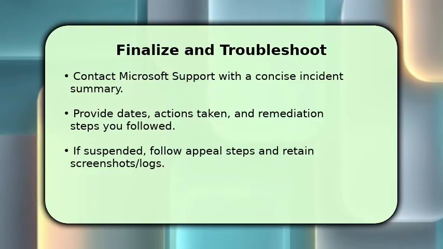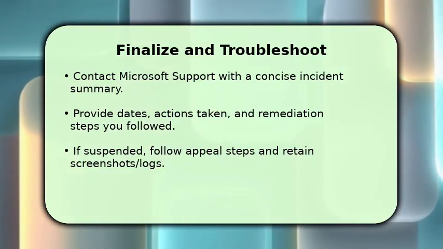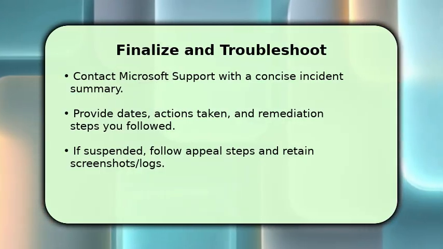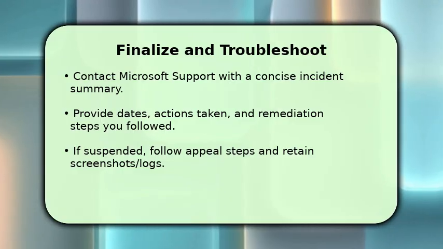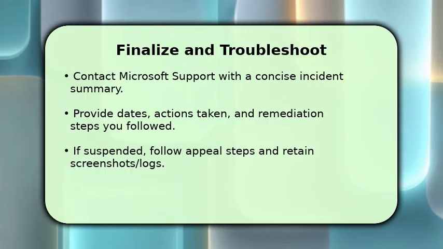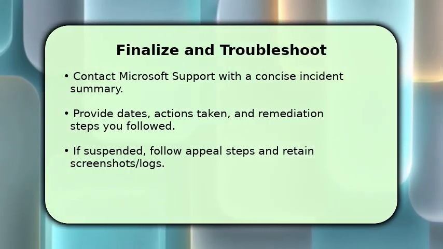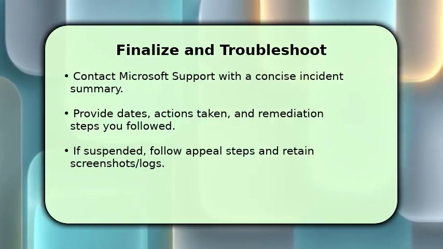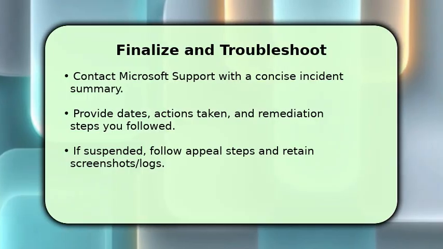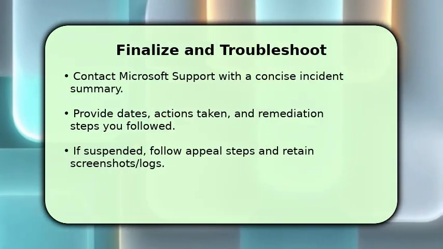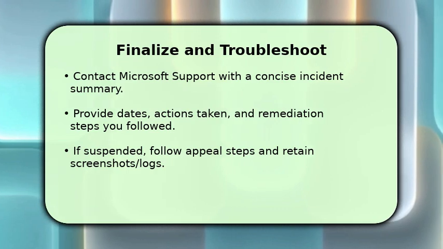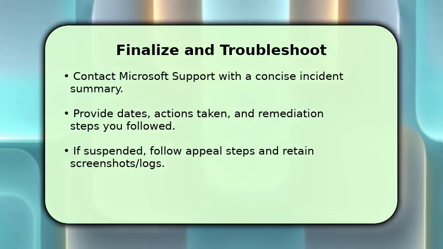Finish by contacting Microsoft support proactively. Explain what happened, list dates and specific actions you stopped, and state the remediation steps you took. If an account is suspended despite your fixes, file an appeal calmly and attach screenshots or logs showing you disabled automation and changed credentials. If things go wrong, request a case number, escalate politely, and avoid repeating suspect behaviors. While waiting, continued violations will worsen outcomes. Keeping records speeds resolution and demonstrates good faith.